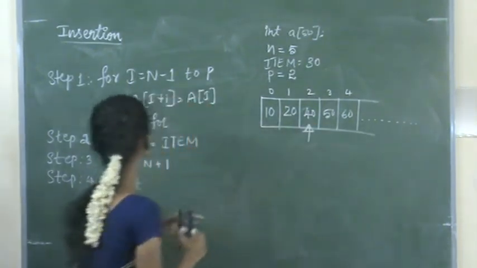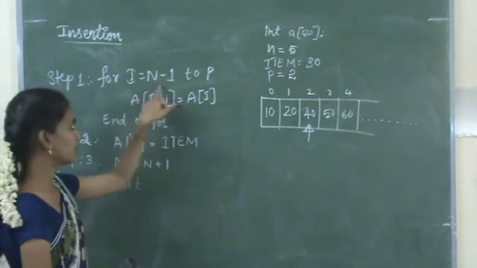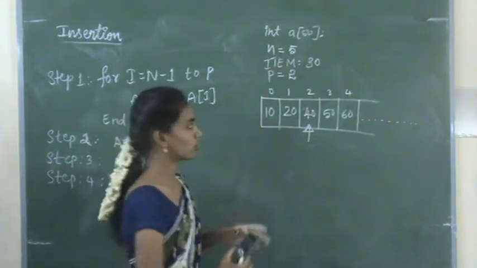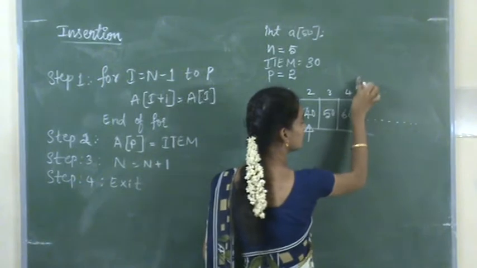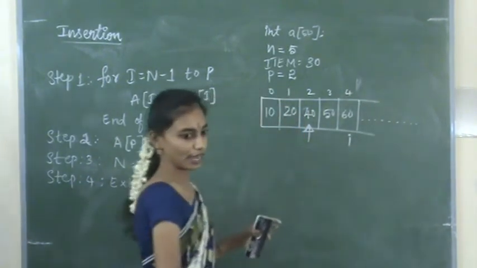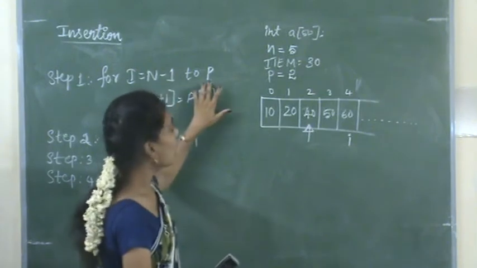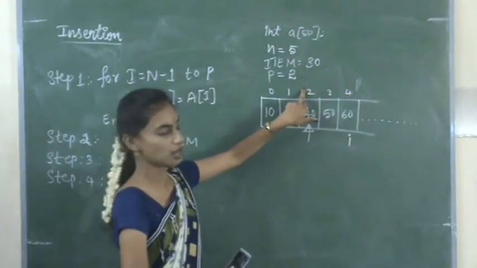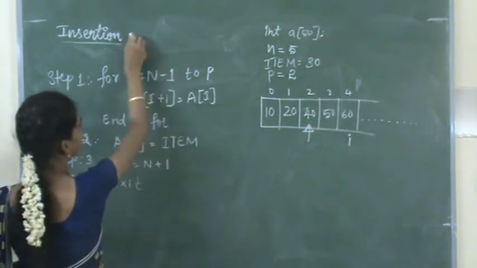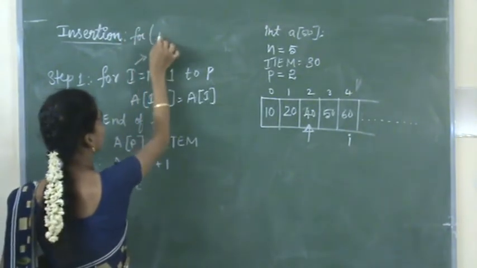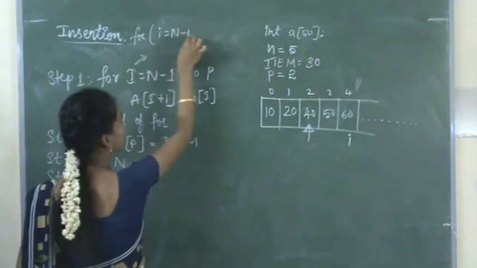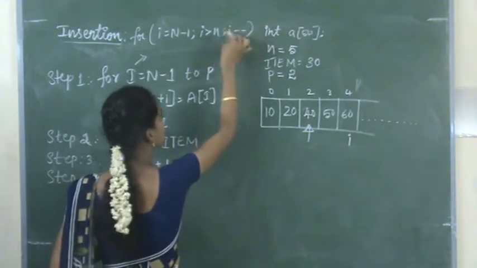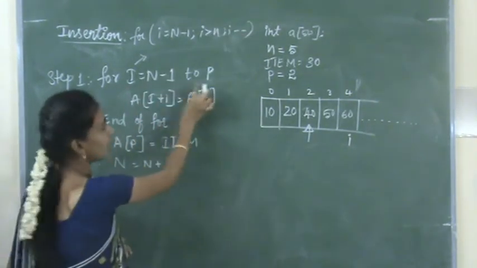So what we are doing, first we are taking the I value as n minus 1. So what is n here? 5. So 5 minus 1 means 4. So now the I value is this one, right? From here up to the position, what is the position? 2. We have to traverse from here to here. So for that this for loop will work as for I equals n minus 1, I greater than or equal to P, I minus minus. This is the same as this. So in the algorithm we are writing like this.